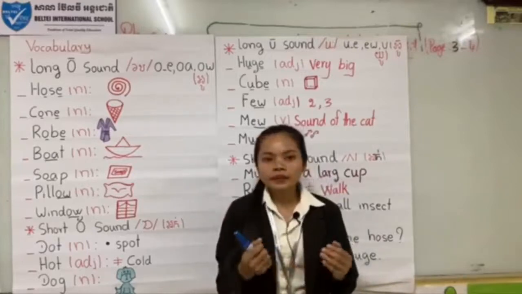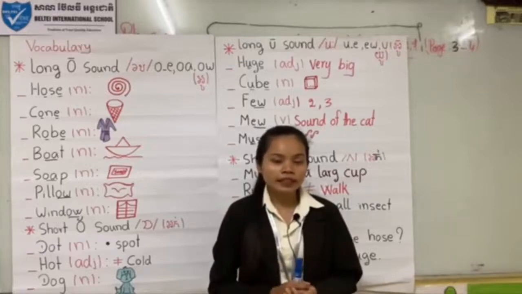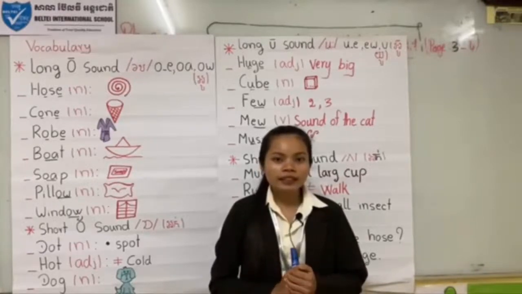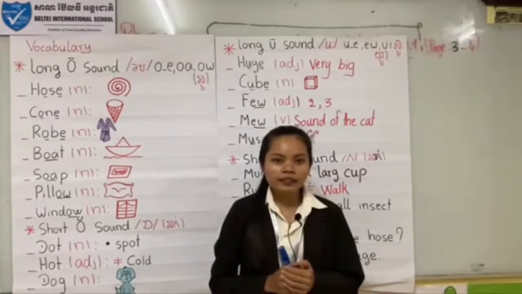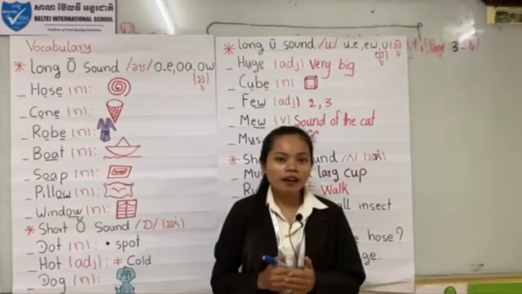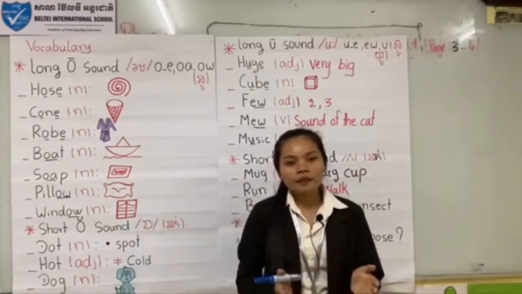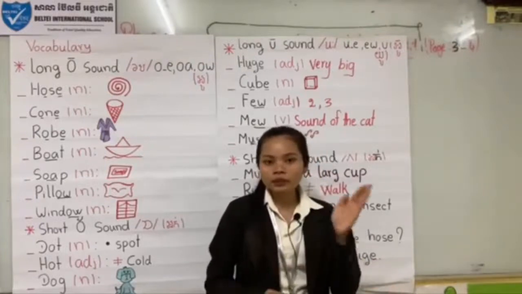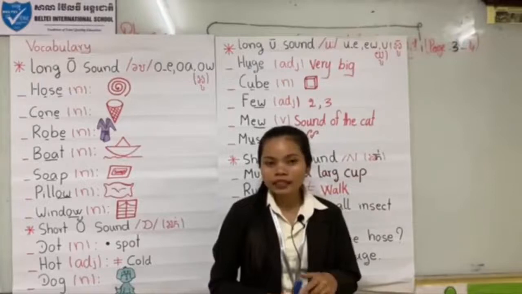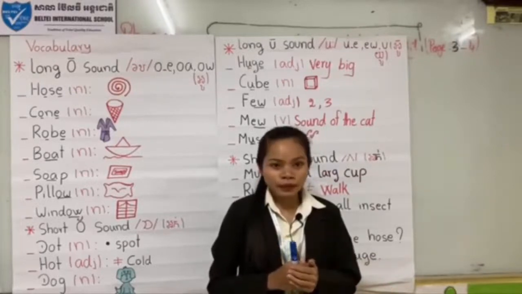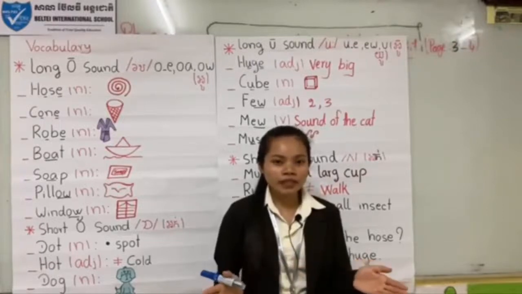How about the kind of clothes that you wear when you go to bed? What is that? That is robe, right? Can you spell? Robe, I spell R-O-B-E. Okay, very good. How about a kind of instrument that you like to listen? What is that? Okay, that is music.